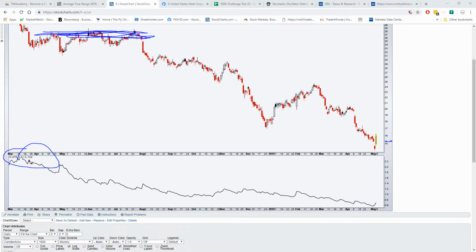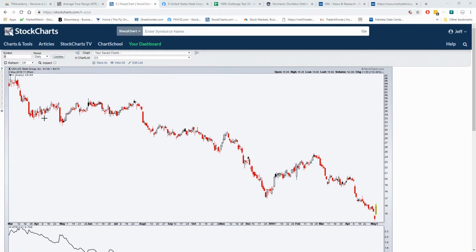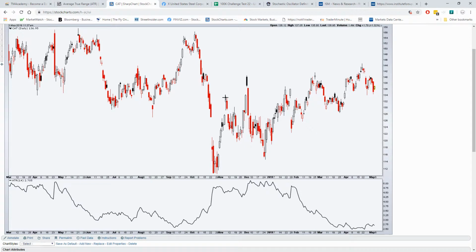But when you have a stock that's staying within a relatively reasonable price range, not moving 50% lower and 30% higher, the ATR is one of the best indicators. It's not for penny stocks. It's not for stocks making monster changes like U.S. Steel. But you apply something like this to a Caterpillar, and we have some major implications.